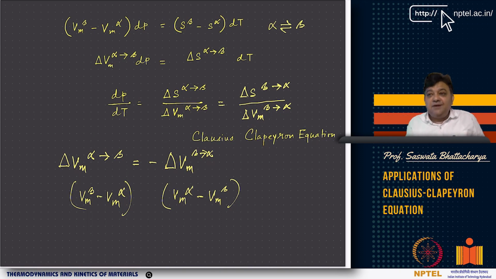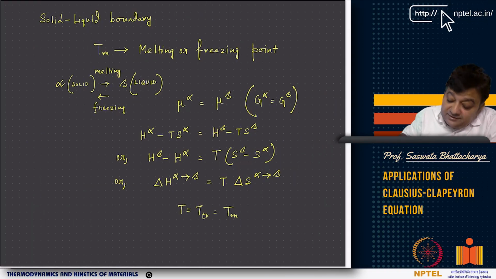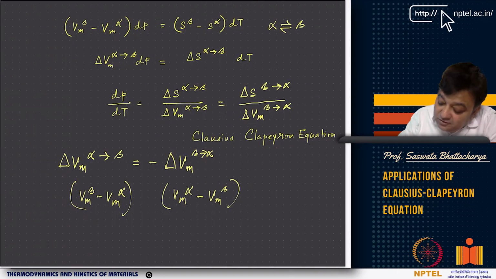The phase boundary that delineates the equilibrium coexistence between alpha and beta has a slope dp by dT, which is given by the ratio of the molar entropy of transformation from alpha to beta, or beta to alpha, to the change in molar volume during the transformation from beta to alpha or alpha to beta. So the slope depends on this ratio.